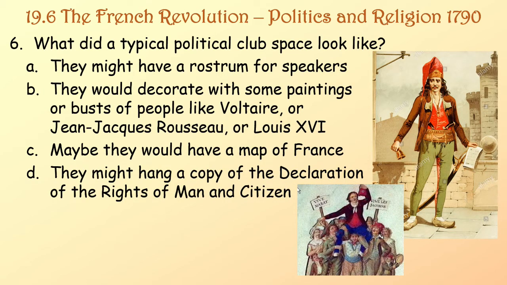What did a typical political club space look like? If you walked into a political club, what might you see? Well, there might be a rostrum for speakers. They would decorate with some paintings or busts of people like Voltaire or Jean-Jacques Rousseau or even Louis XVI. They would perhaps have a map of France. They might hang a copy of the Declaration of the Rights of Man and Citizen.